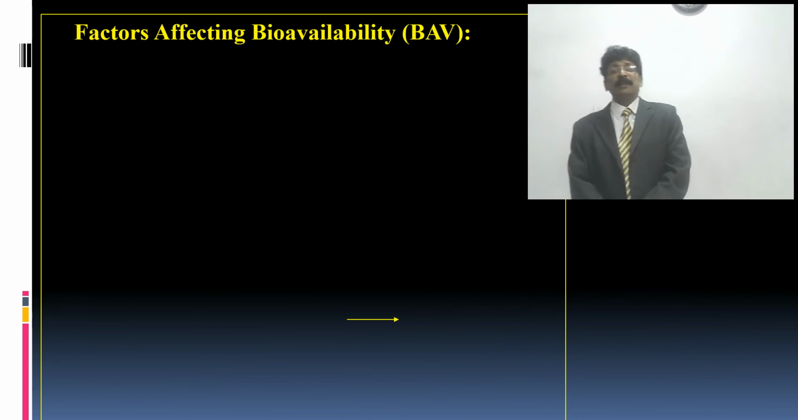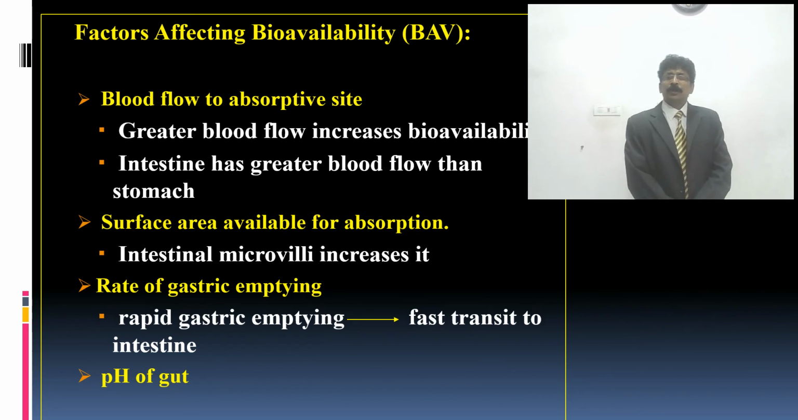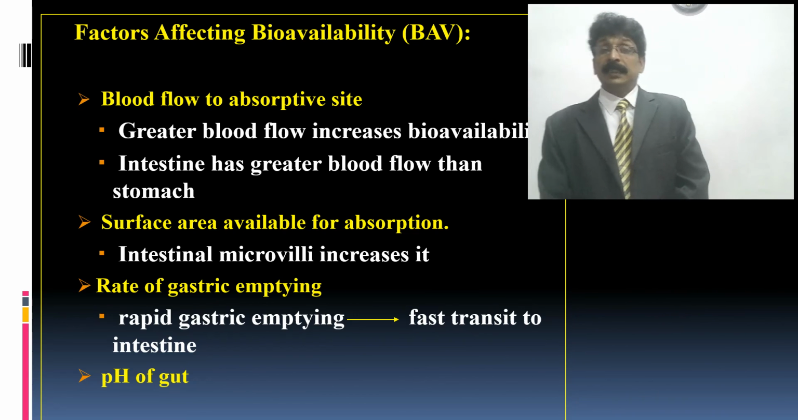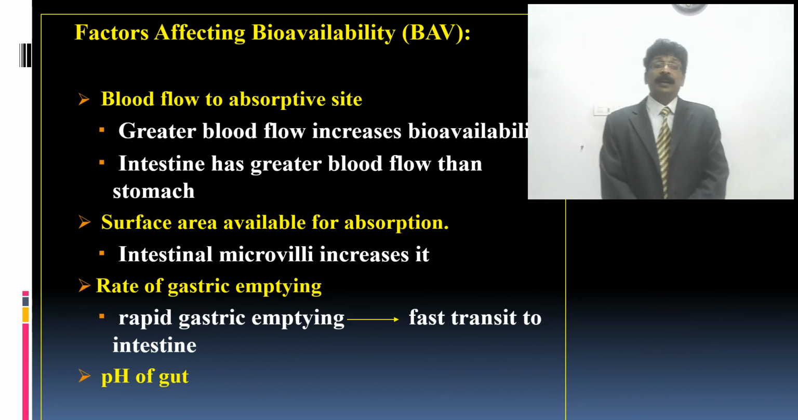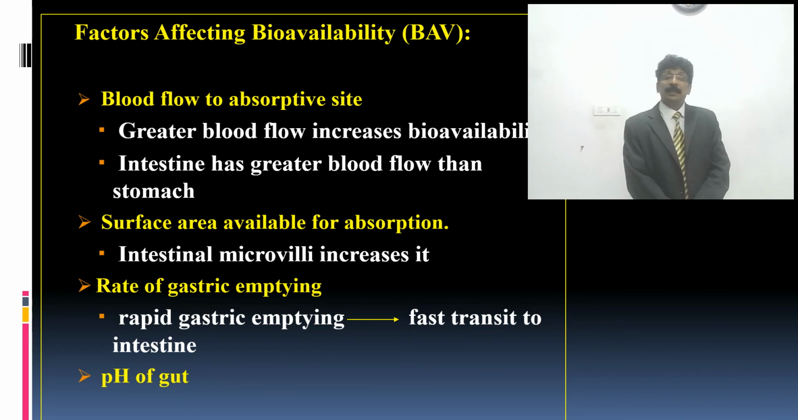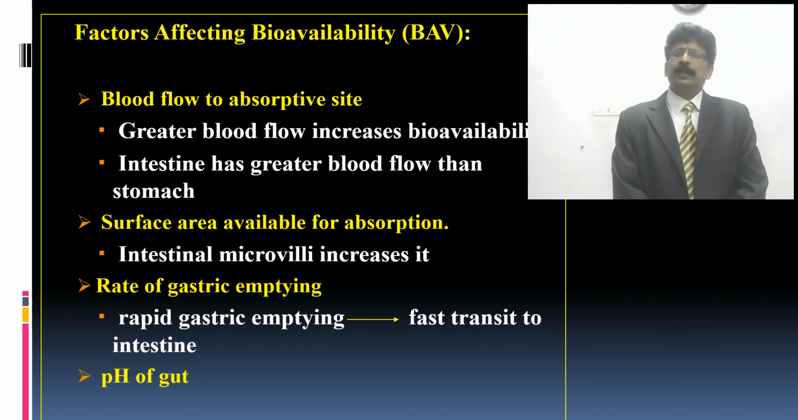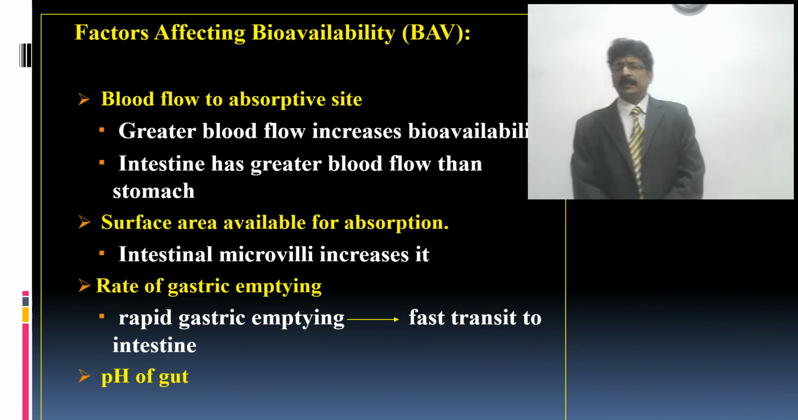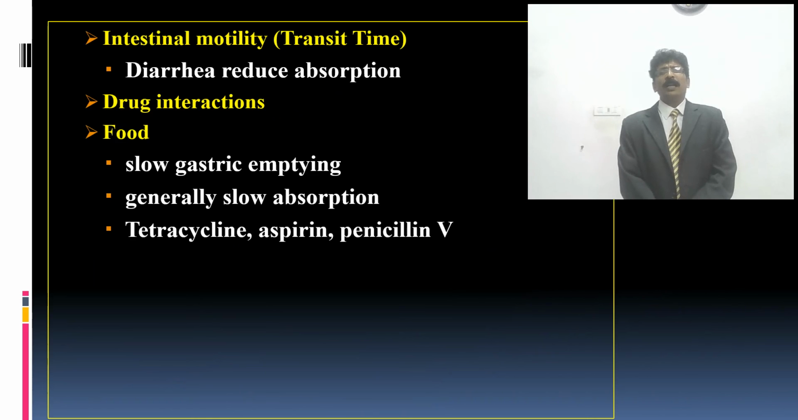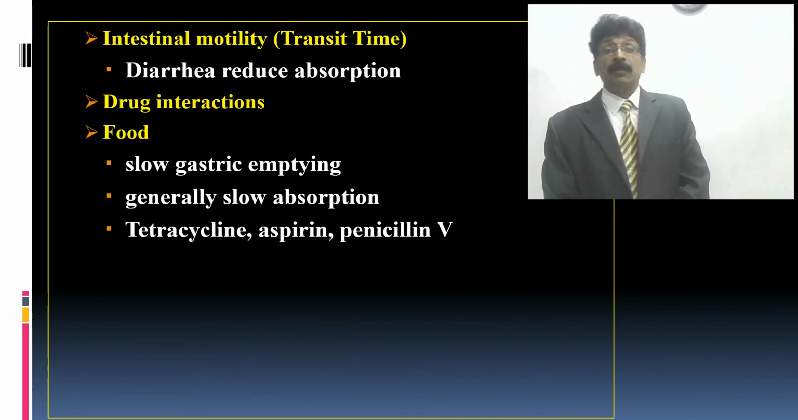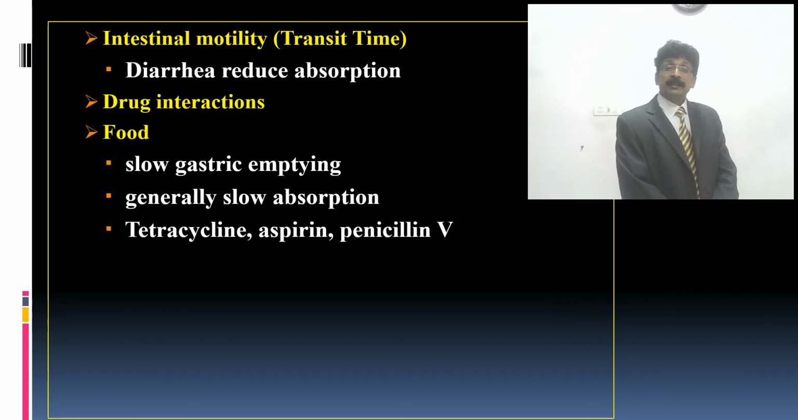And factors affecting the bioavailability: blood flow to the absorptive site, where greater blood flow increases bioavailability. The intestine has greater blood flow than the stomach. Surface area available for absorption: intestinal microvilli increase it. Rate of gastric emptying: rapid gastric emptying means fast transit to the intestine, and pH. And intestinal motility and transit time: diarrhea reduces absorption. These are all the factors which affect it. And drug interaction with food slows gastric emptying and generally slows absorption, like tetracycline, aspirin, penicillin V.